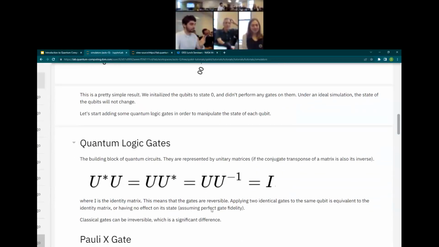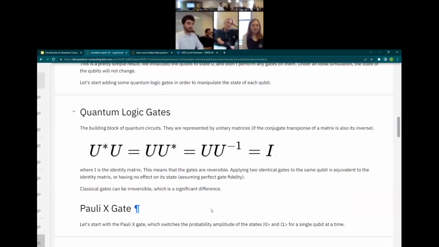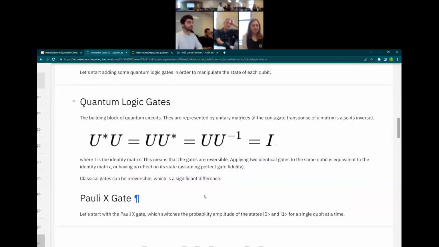Yeah. So we've not yet applied any quantum logic gates, so why don't we start doing that? As we discussed earlier, the qubit states are represented with vectors. Logic gates are represented with matrices. Specifically, they're the kind of matrix where if you apply two of them at once to the same vector, you'll get the identity matrix, and so nothing happens, ideally.